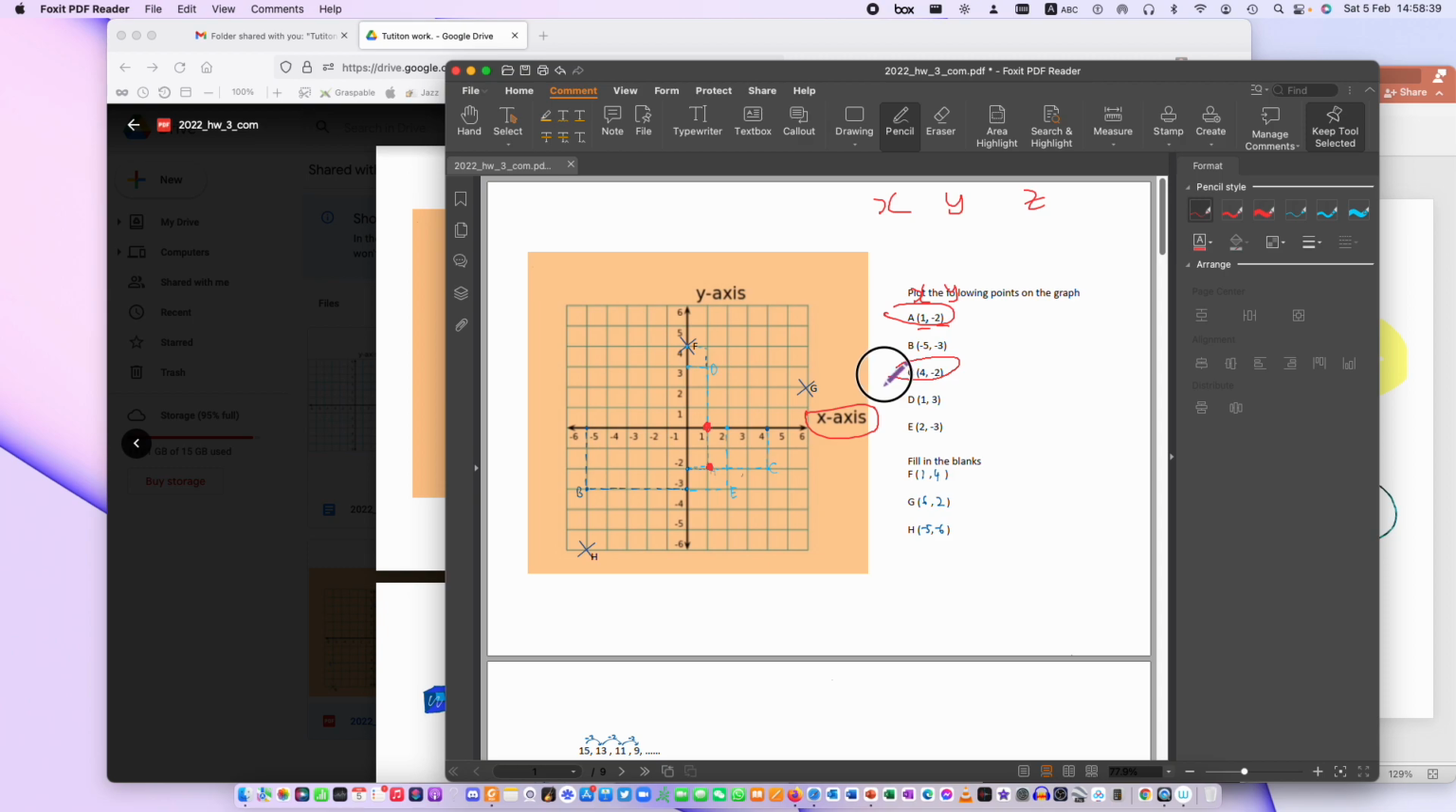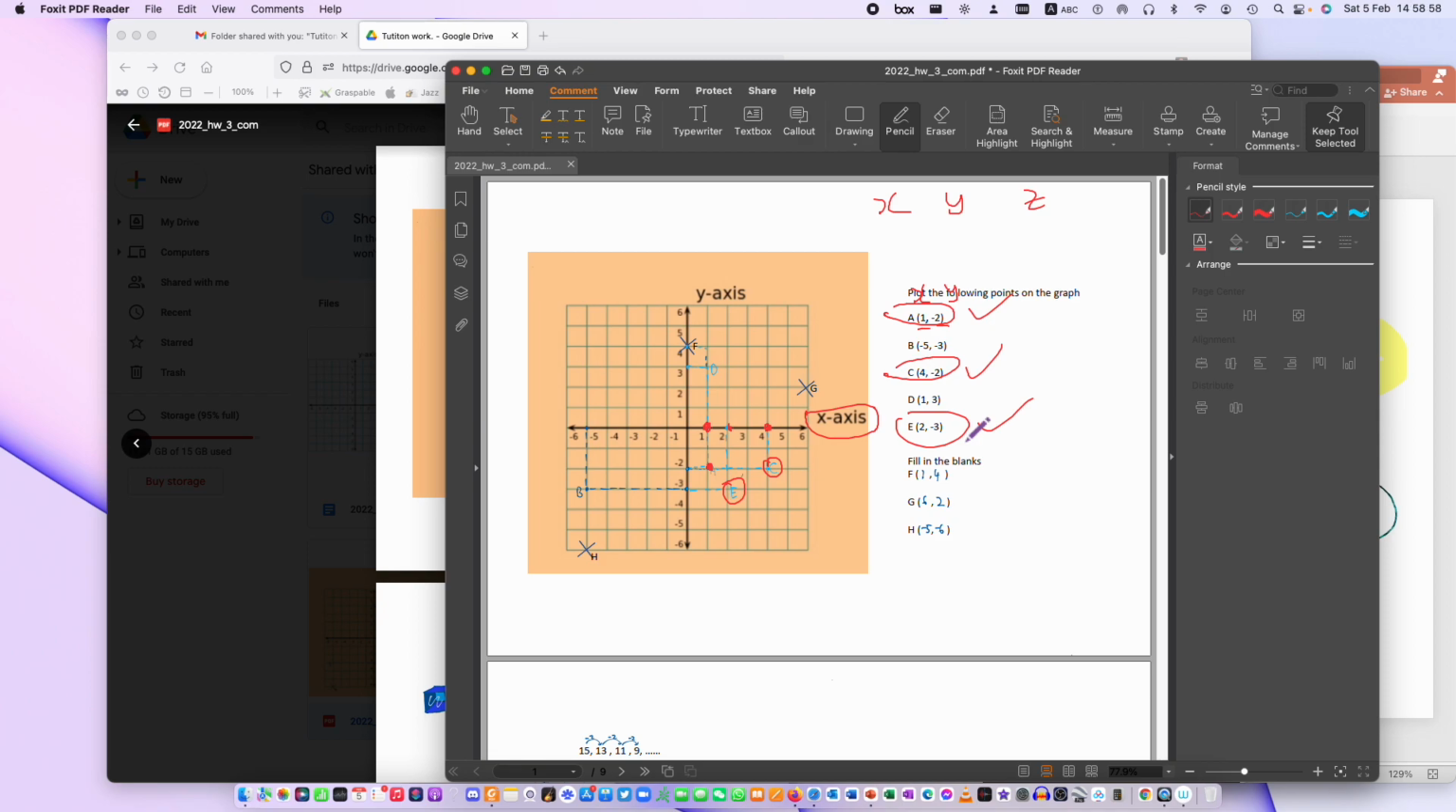Let's go to C. C is 4, -2. 4 is where? 4 is here. Then -2 is here. So this is C. Yeah, correct. So last one, E. 2 and -3. Where's 2? 2 is here. -3 is here. Very good. This is E. So you got all these plotting of points correct.